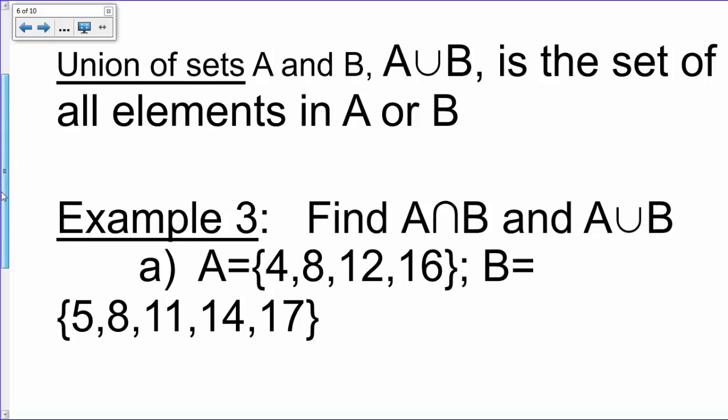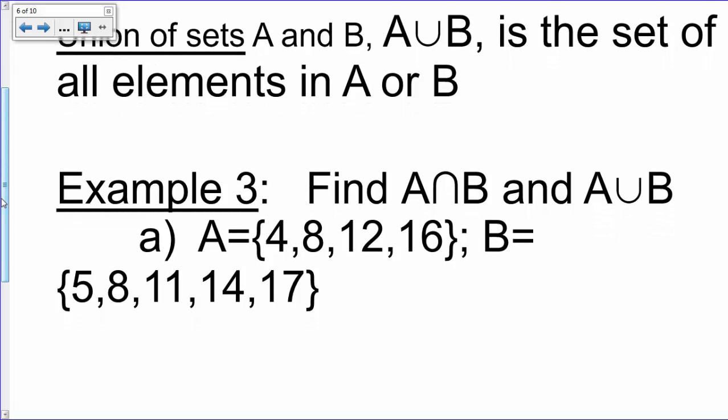The union of the sets A and B we show with this U, so we can think of that as union. Union is the set of all elements in A or B. So if it's in either one, we would include it in the union of the sets.